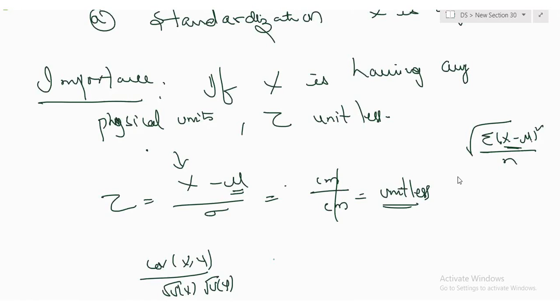All clear? If X follows the normal with a mean mu and variance sigma square, my Z follows the normal with 0 and 1. This is the property. All are with me? Any question, guys?